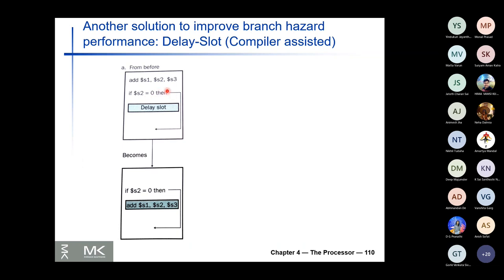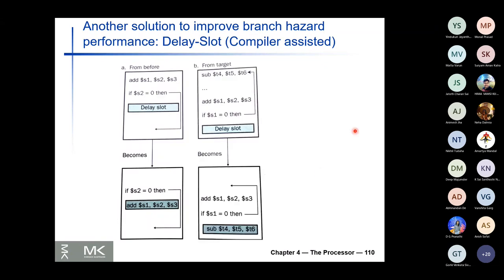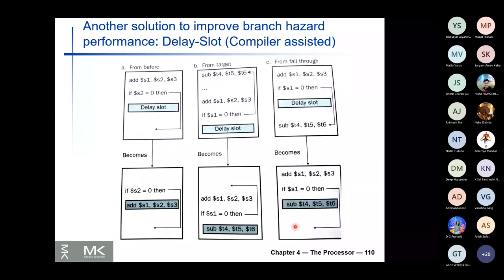And of course, there are many other variations because the branch may be in the forward direction, it may be in the backward direction. And depending on that, if the branch is in the backward direction, the compiler would see whether some instructions are here which can be brought into the slot and so on. Let us not discuss that.